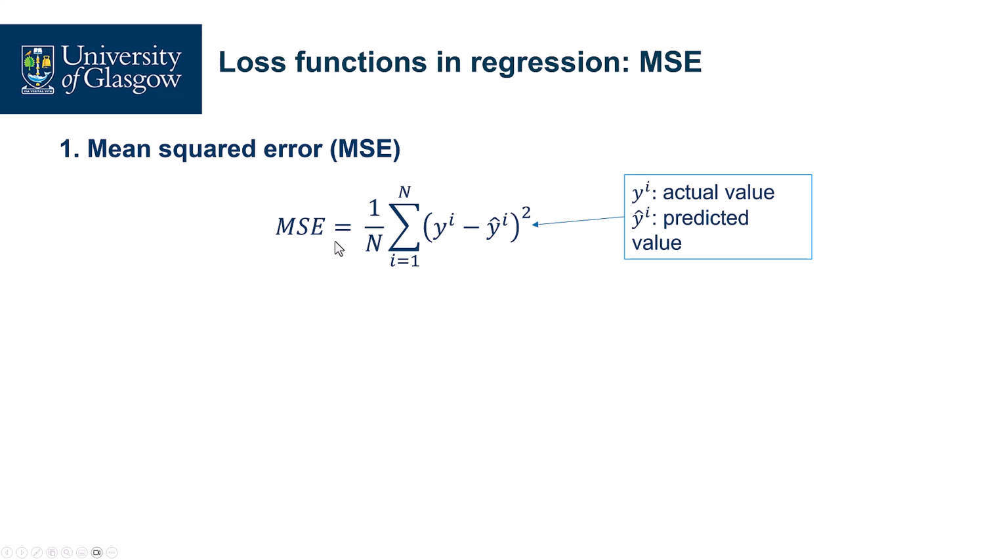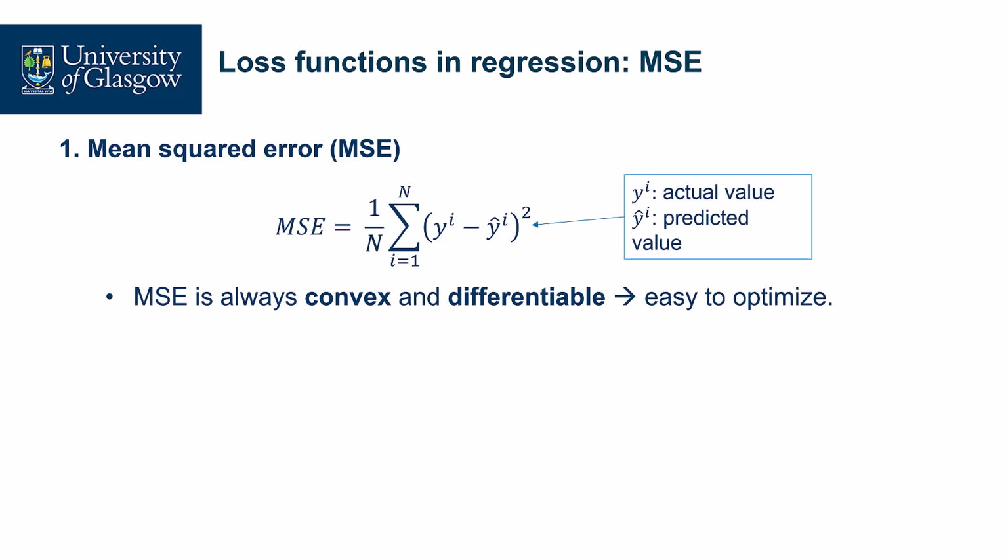This function has some characteristics. First of all, it is convex. As we saw in the second course of this specialization, convex means there is only one optimum, right? And it's also differentiable. If you don't really know differentiable, we can just understand it as easy to optimize, right? And MSE is not robust to outliers. This is its drawback.